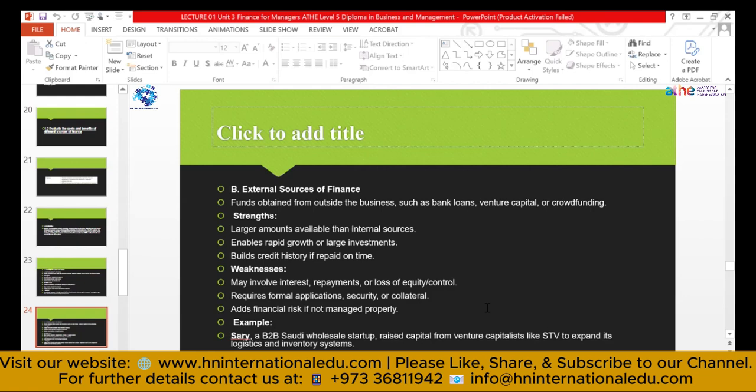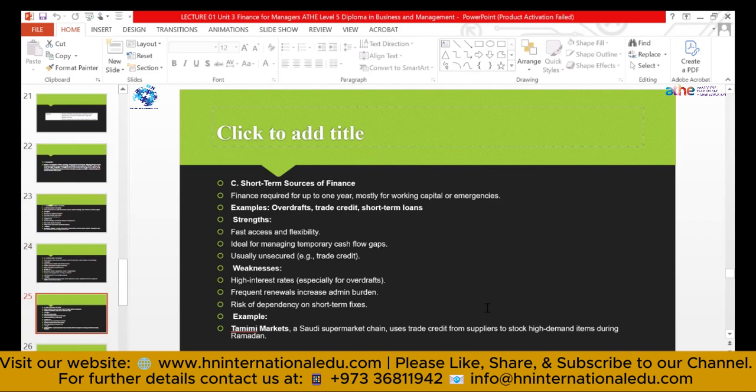For example, Sari, a B2B (business to business) Saudi wholesale startup, raised capital from venture capitalists like STV to expand its logistics and inventory system. So they're buying from another source just to expand their own business. And the venture capitalists are enjoying a lot, because they charge you high.